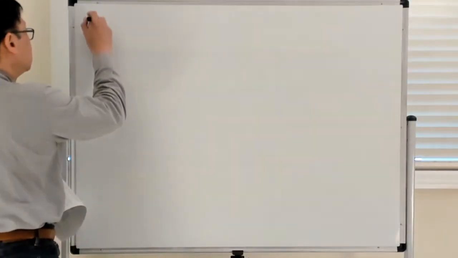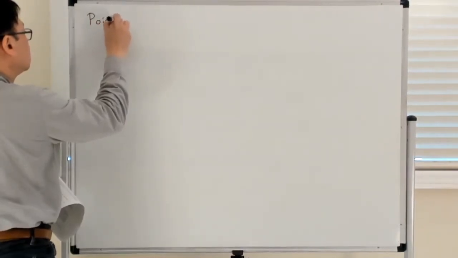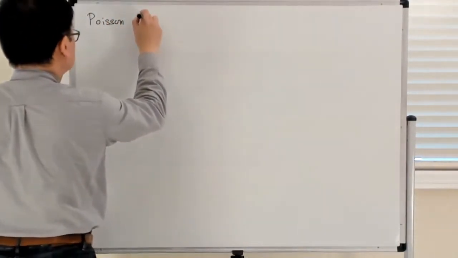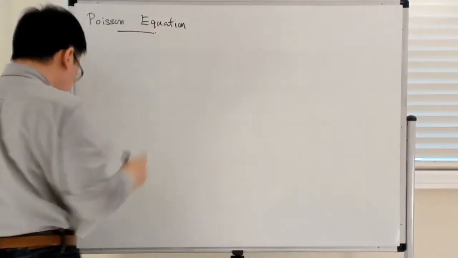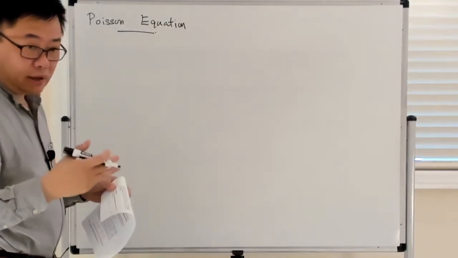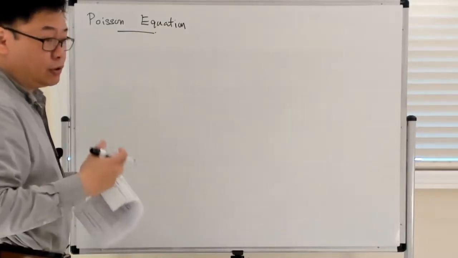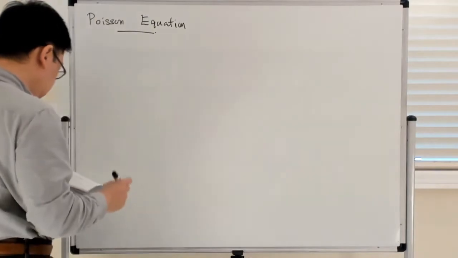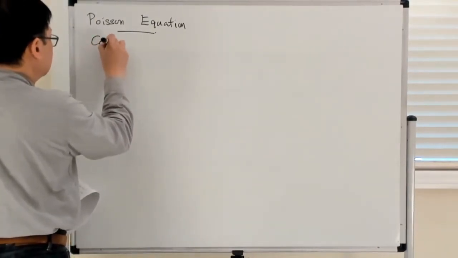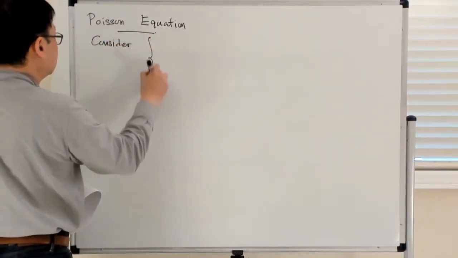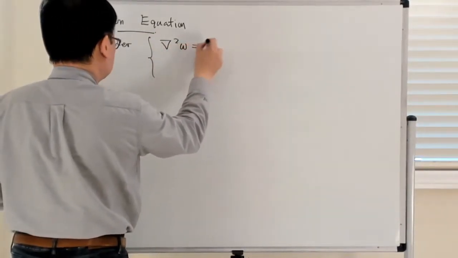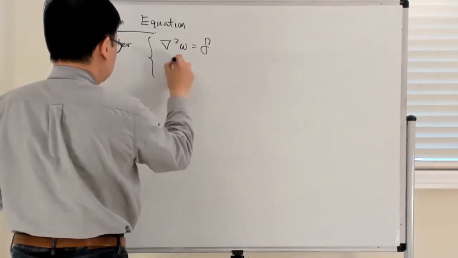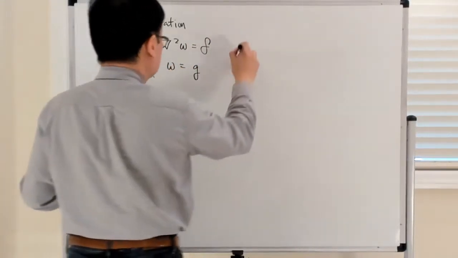Right, so now we're going to talk about the Poisson equation. This is a little bit like the Dirichlet problem, except that now the differential equation itself is inhomogeneous. So let's consider an equation of the form: nabla squared w is equal to f, and w is equal to g on the boundary.